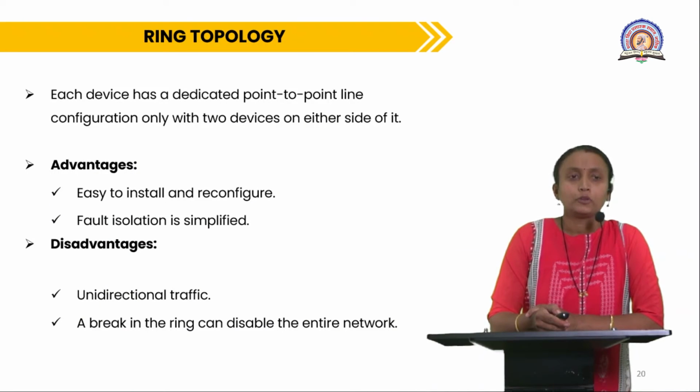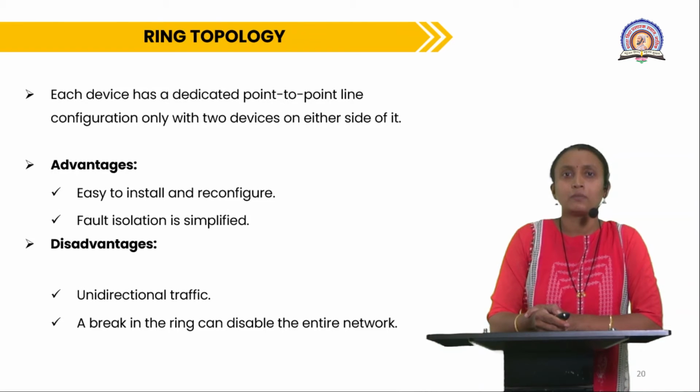So here in ring topology, each device has a dedicated point-to-point link with its two neighboring devices only, one on either side. Advantage: it is easy to install and reconfigure. If you want to add one device on a network, then we only need to find the two neighboring devices and that new device will be inserted between those two neighboring devices. Also, if you want to remove a single device from the ring topology, then we directly remove it and the neighboring devices will be connected with each other.